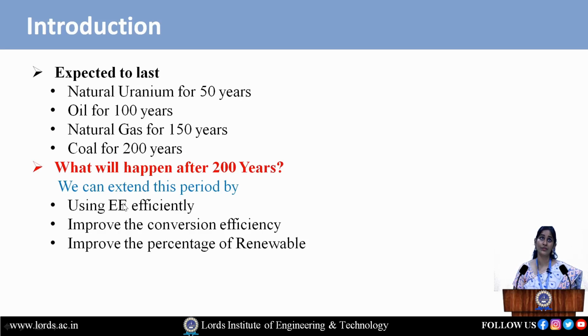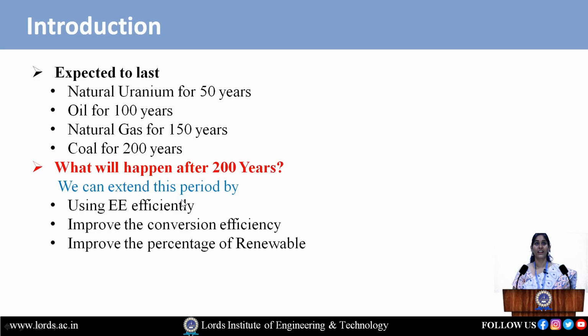Using 3 methods we can achieve it. One is using electrical energy in an efficient manner. The second point is that we can improve the conversion efficiency. Here power electronics comes into the picture. Using power electronic circuits, I can improve the conversion efficiency. We will be dealing with this point in this course. And the third one is that we can improve the percentage of renewable sources. These are the steps we can take to avoid energy running out in a few years.